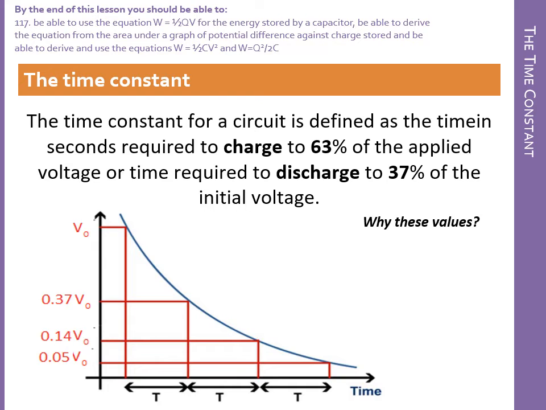The time required to charge up to 63% of that voltage, that will be your time constant. The other way around, it is the time required to discharge to 37% of the initial voltage. For example, if you have given a 12 volt battery, then how long will it take to charge the capacitor to 63% of 12 volts? That's just an example. If you look at the graph, it will tell you how long it will take to charge up to 63 volts or discharge down to 37 volts.